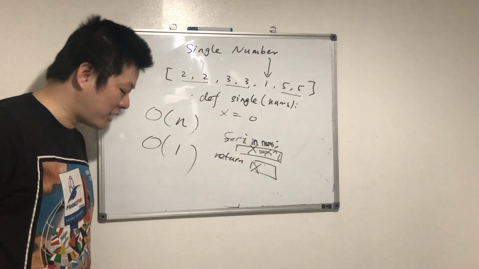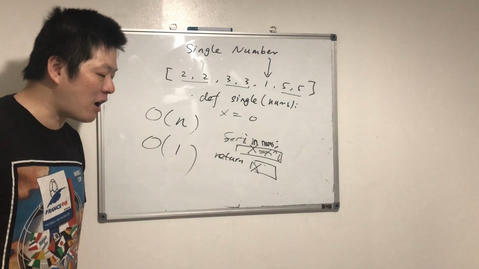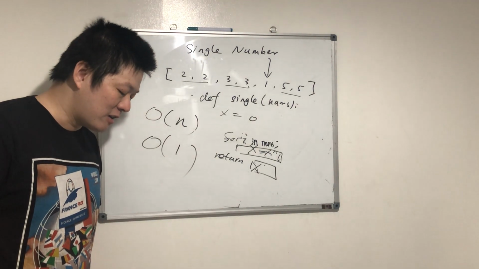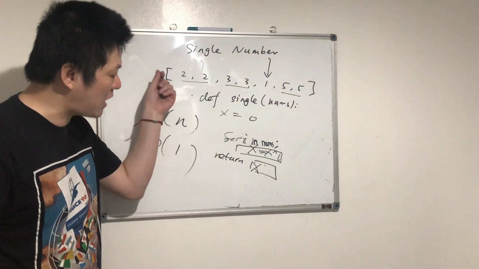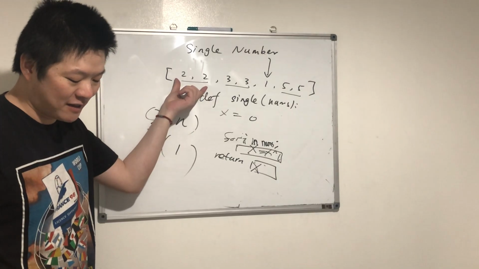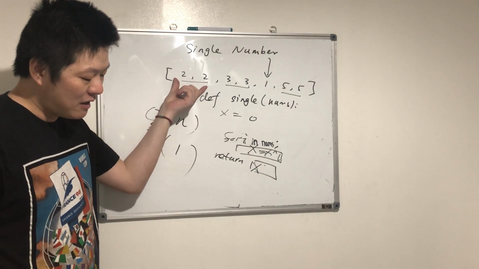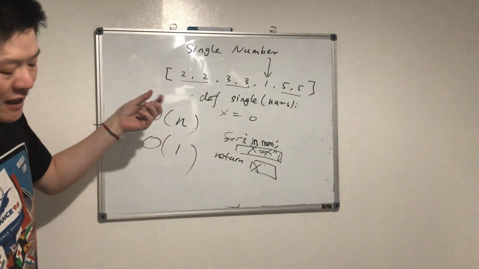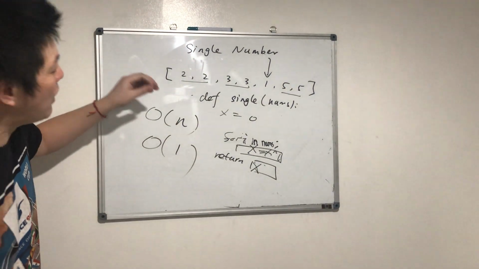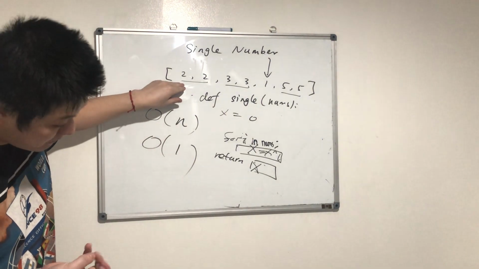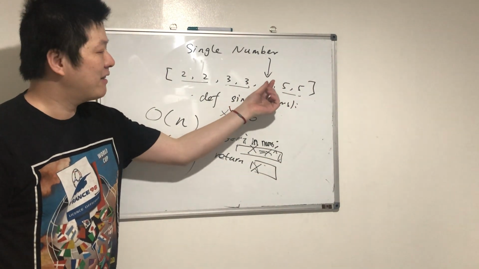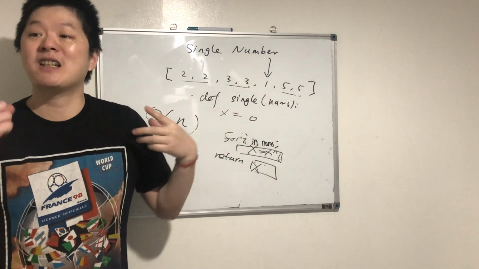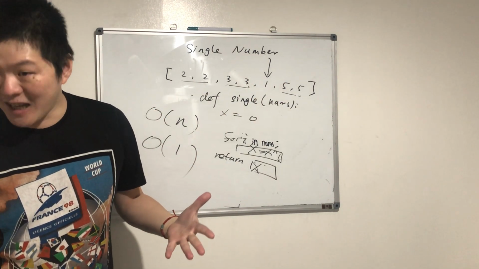What's a single number? It only appears once, because all the others appear twice. If we do an XOR on the same number twice, what will we get? If you XOR the same number, you become 0. So 2 and 2 will become 0, 3 and 3 will become 0, 5 and 5 will become 0. And whatever number is left will be the single number. Got it? Understand?